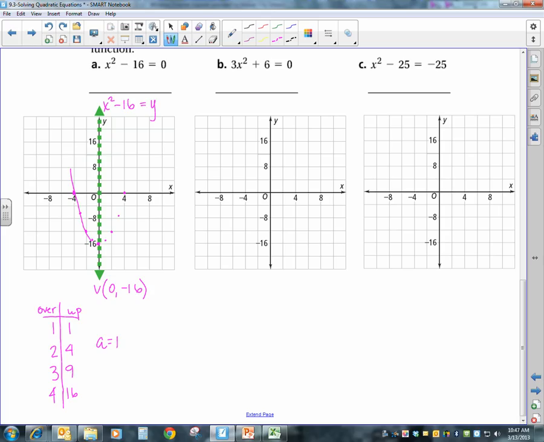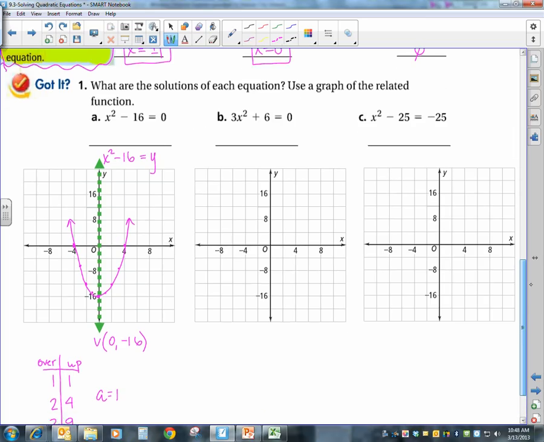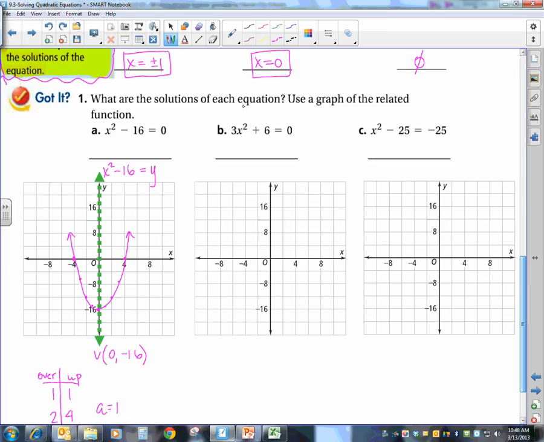But most importantly, when you connect them, what are we looking for to answer the question? What are the solutions of the equation? And the solutions of the equation are the x-intercepts. So for this problem, what I want to write in my answer blank is x equals plus or minus 4, because that's where my graph crosses the x-axis.